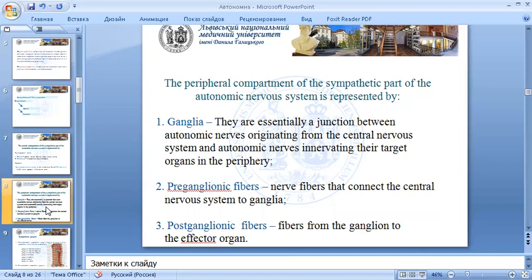These are clusters of neuronal cell bodies. They are visceral motor neurons. So ganglia are gray matter. And preganglionic fibers are nerve fibers that connect the central nervous system to ganglia. Postganglionic fibers are the fibers from the ganglia to the effector organ.